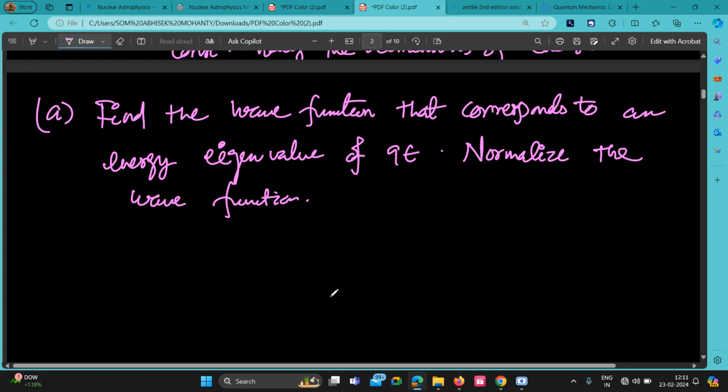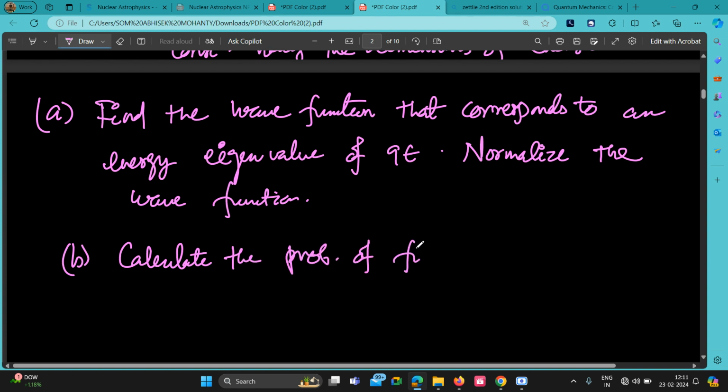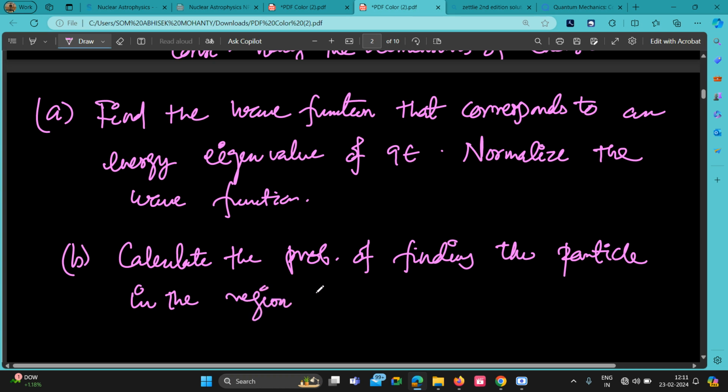Bit B. Calculate the probability of finding the particle in the region 0 to x to 15. Okay.